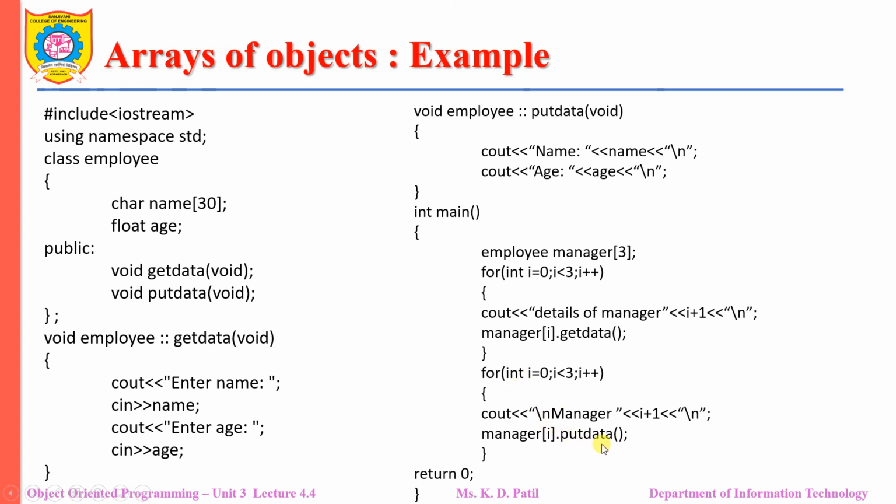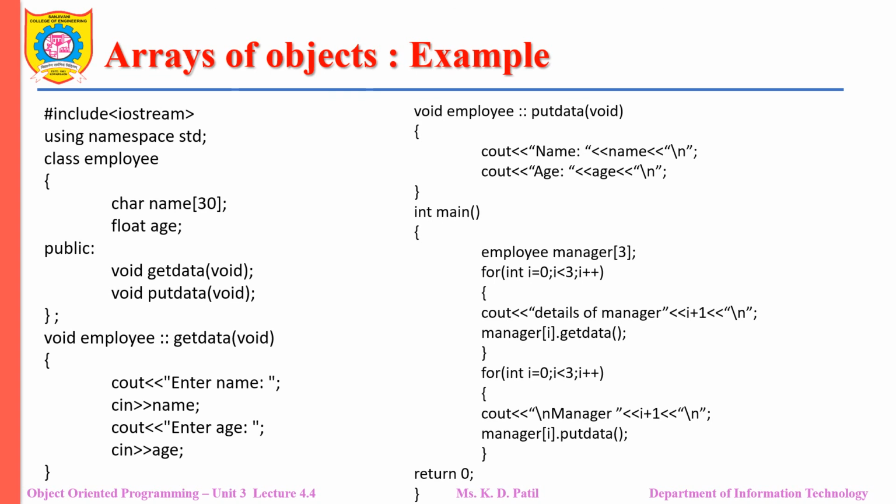To display that record, I will use the put data function. Now here manager of i dot put data, at manager of 0 dot put data, the record of the first manager will be displayed. Here is my put data function which will display the name and age of that particular manager. At manager of 1 dot put data, the data of the second manager will be displayed, and at manager of 2 dot put data, the data of manager 3 will be displayed.